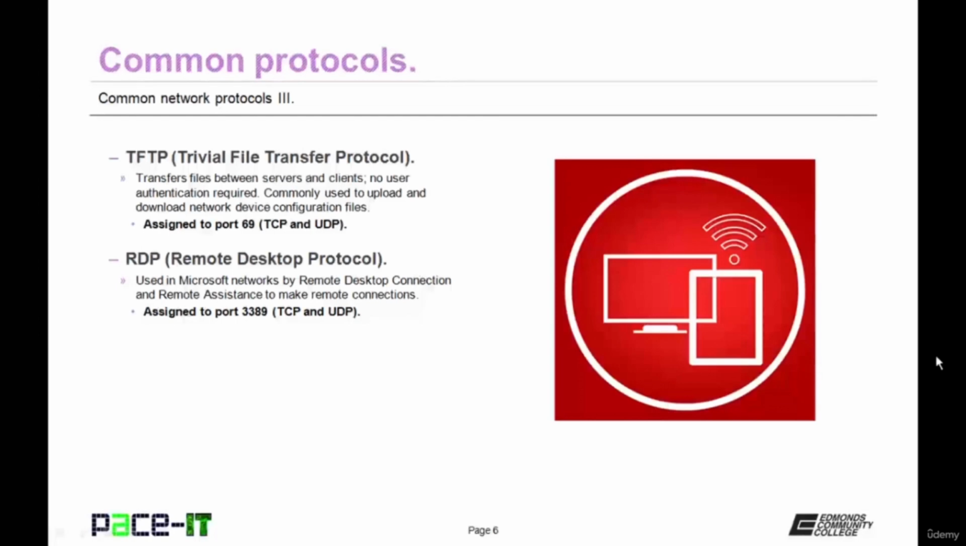Then there is RDP, Remote Desktop Protocol. It's used in Microsoft networks by Remote Desktop Connection and Remote Assistance to make remote connections to desktop systems. It's assigned to port 3389 by default, and it also uses TCP and UDP at layer 4.